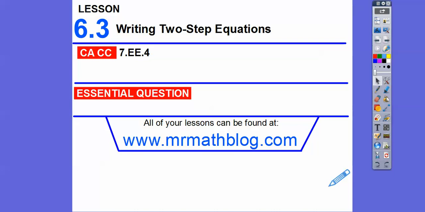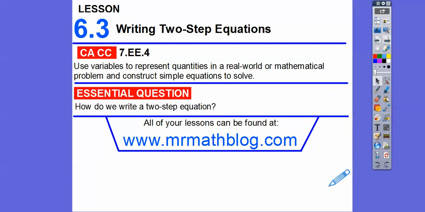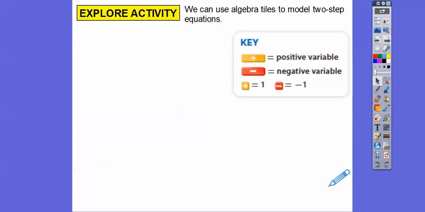Hey everybody, in this lesson we're writing two-step equations given certain scenarios. So here's our Common Core strand. And then our question here is, how do we write a two-step equation? Okay, so we'll start off using algebra tiles.